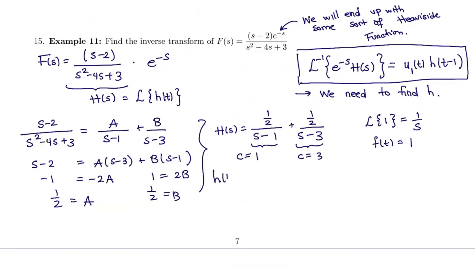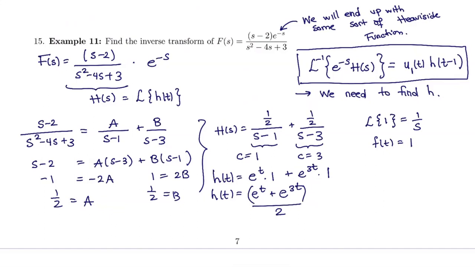Which means if I go to find my inverse Laplacian, this will be e to the t times now the inverse Laplace of 1 over s, which is just simply 1. Plus e to the 3t times the inverse Laplacian of 1 over s, which is just simply 1. And so our function h of t is going to be e to the t plus e to the 3t, all times 1/2.